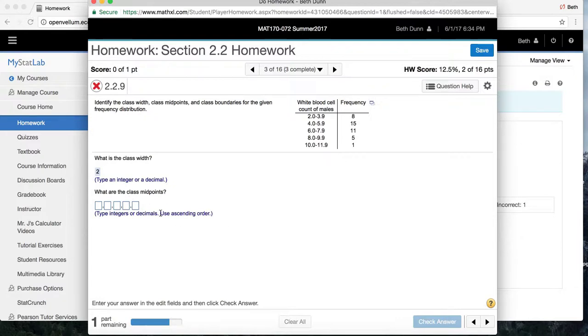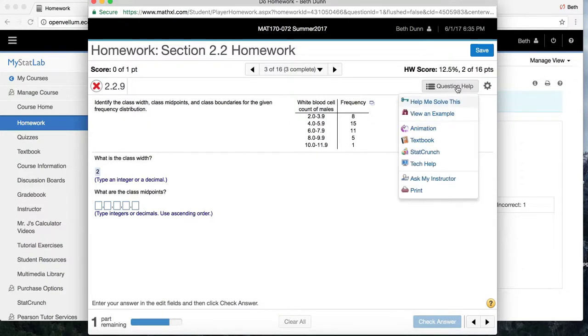So suppose I see this question, what are the class midpoints? And I don't know this answer. I don't know how to find these midpoints. I want to point out this box over here, question help. If I click on question help, this gives me many options. I can click on help me solve this.